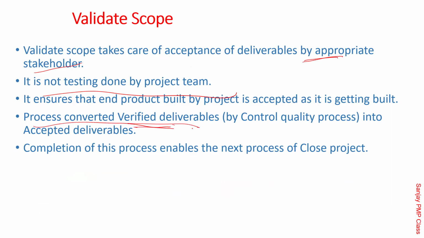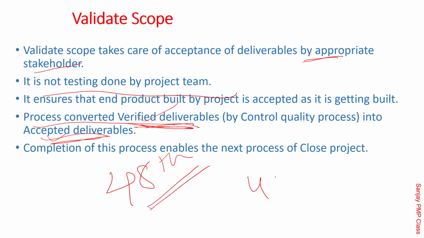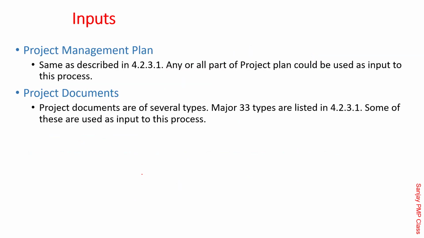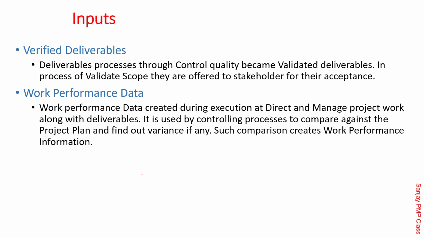The process will convert the verified deliverables into accepted deliverables. We spoke about it several times. Your team accepted it is called a verified deliverable. Customer acceptance is called accepted. Completion of this process will then start the closing of the project. That's where I was calling this the 48th process, with 49 being the total processes. So 48th is this. After this, you start closing. Inputs are well known. Remember, verified deliverables are an input, which means your team has accepted it.